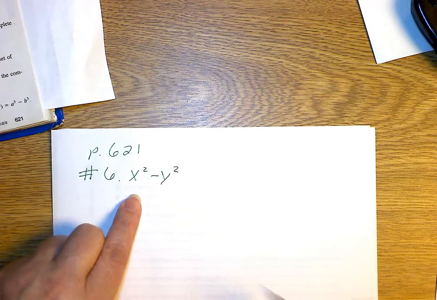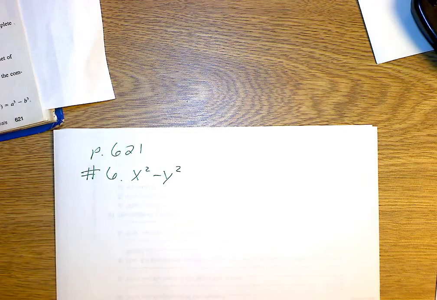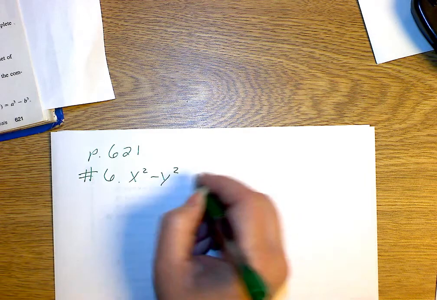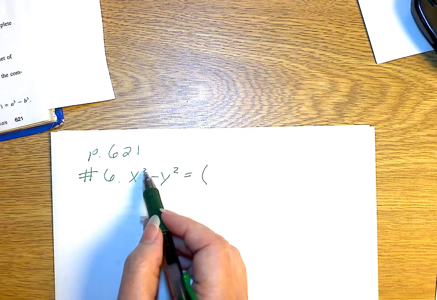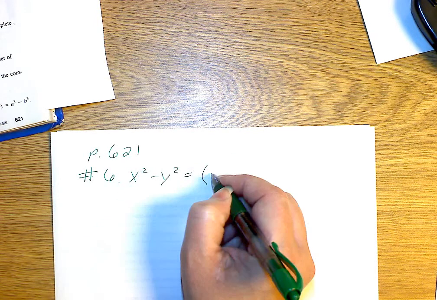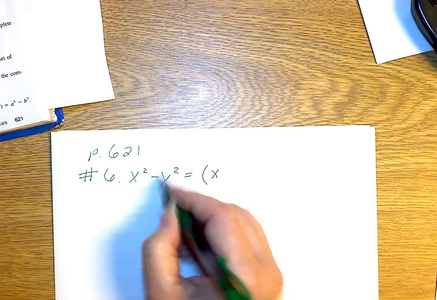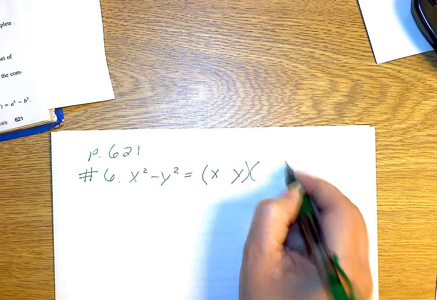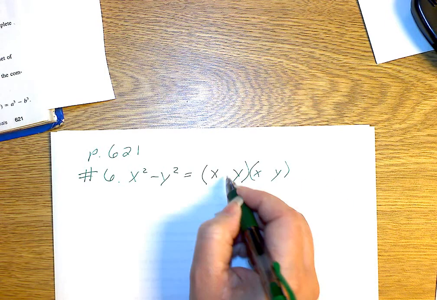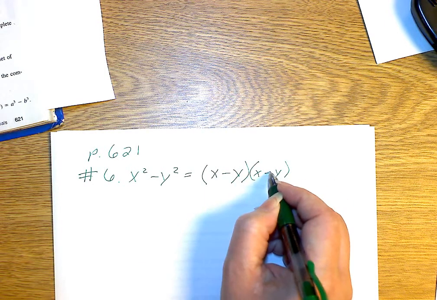So now that's the same exact thing here. What does this equal? It says the square root of the first, so the square root of x squared is x, and then the square root of y squared is y, and then you have two of them. One is going to be plus and one is going to be minus.